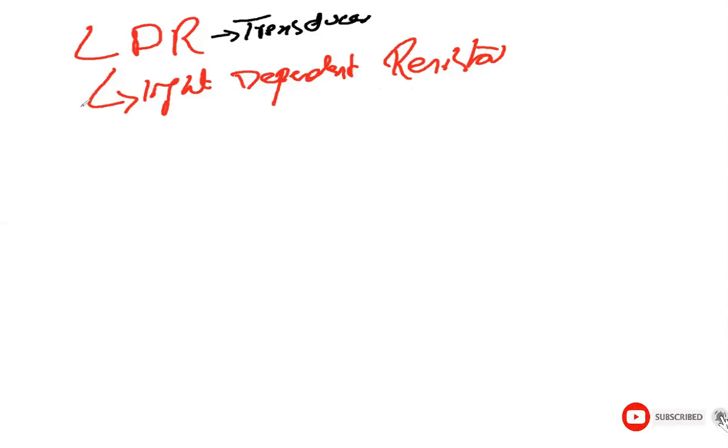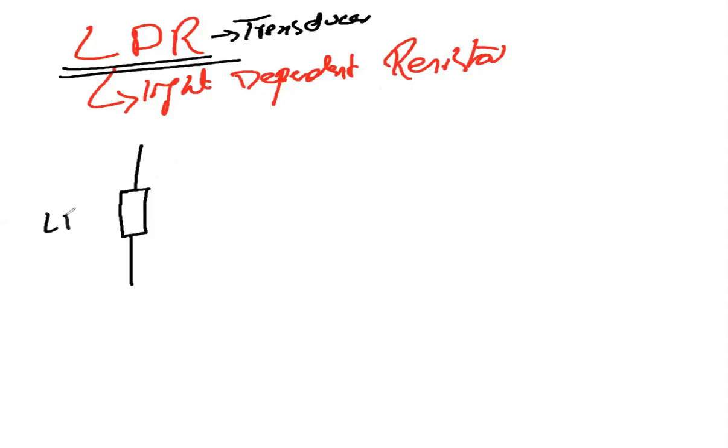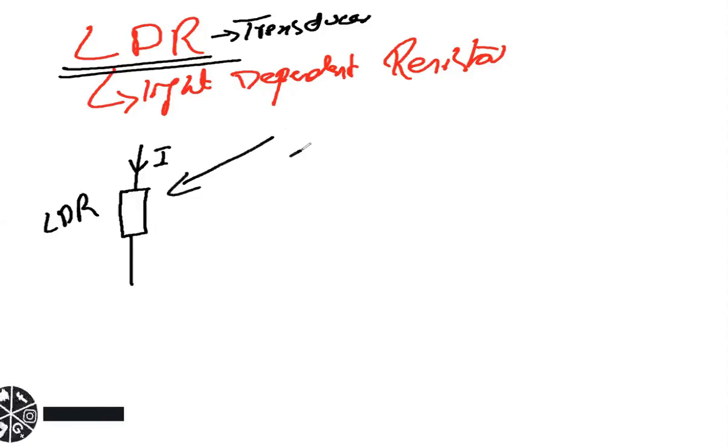So it will act on light intensity. Okay, if this is your LDR, then it will act accordingly. Like here, current will flow in this direction, and light is coming on this LDR. This is the light, in this direction.